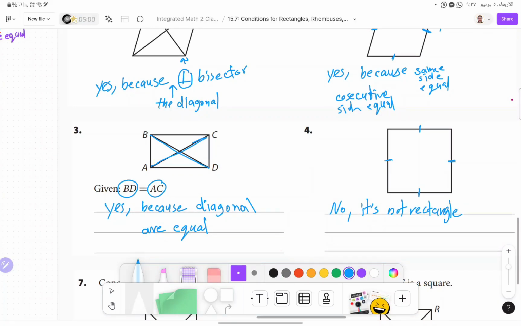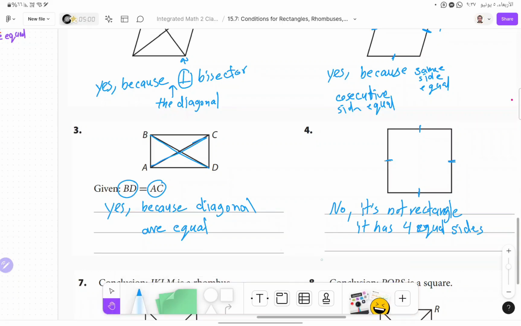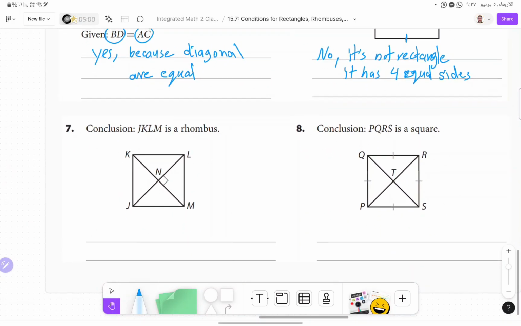Why is this one not a rectangle? Because it has 4 equal sides, and the rectangle has only 2 opposite sides equal. Now check question number 7 and 8.